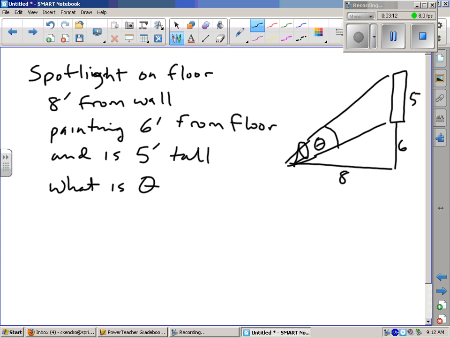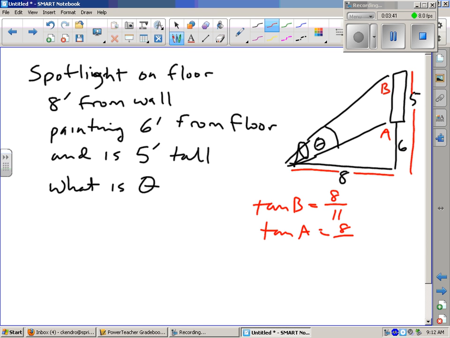But we do know some other information. Let's say I call this angle A and angle B right here. We know that the tangent of angle B up here is opposite, which would be all of this side, over adjacent, which would be all of this side. So 8 over 11. The tangent of angle A is opposite, which is still 8, but this time adjacent is only 6 from here to here. So 8 over 6, which you could say 4/3. I think I'll leave it 8/6, just because of the math we're going to have to do.